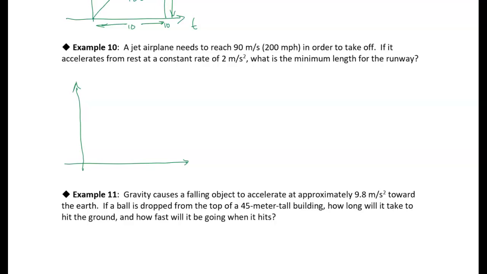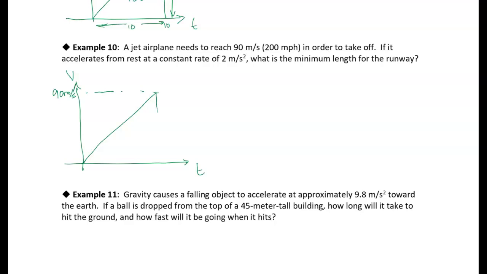And if it accelerates at a constant rate of 2 meters per second squared, what's the minimum length of the runway? Okay, so again, we're going to assume constant acceleration. It's accelerating from rest, so the y-intercept here is 0. And we need to get up to 90 meters per second. So 90 meters per second. This is velocity versus time.